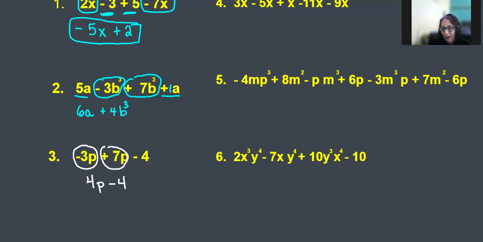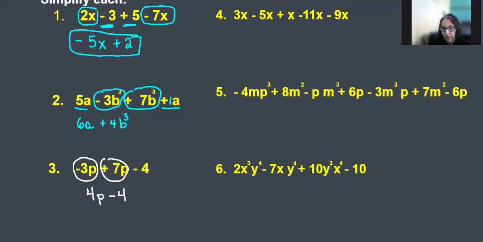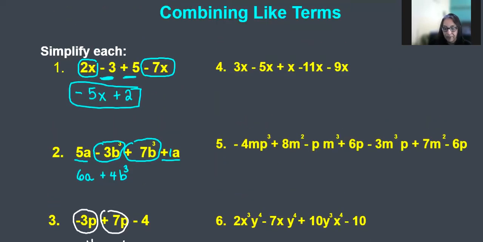All right. Onward we go to number 4, which is a lot longer of a problem. Ooh, look at 5. We can handle it. All right, number 4. They're all like terms. If you look at this, I got 3x minus 5x plus x minus 11x minus 9x. They're all x to the 1. Again, if there's not an exponent there, it's understood to be a 1. So if you want to put those 1s in to help you, go ahead.